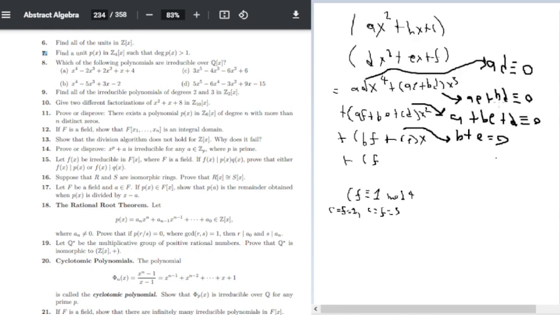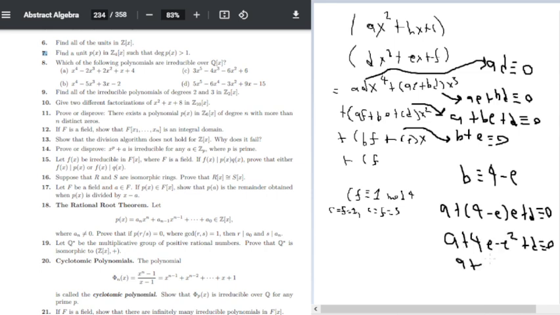So AD is 0. So we have B plus E is congruent to 0, which means that we can write B is congruent to 4 minus E. So we then get that A plus 4 minus E times E plus D is congruent to 0, which gets us that A plus 4E minus E squared plus D is congruent to 0, which is just the same, because the field we're working in, as A plus E squared plus D is congruent to 0.